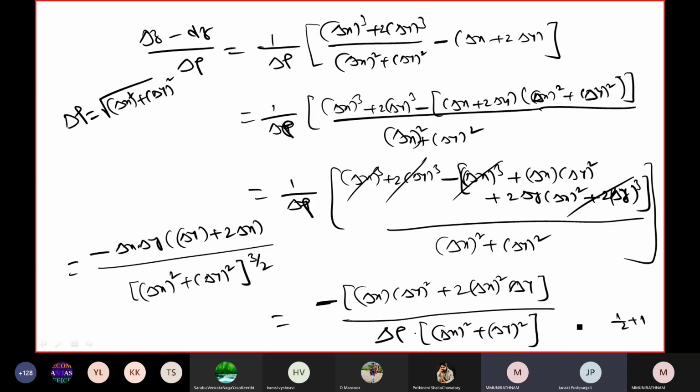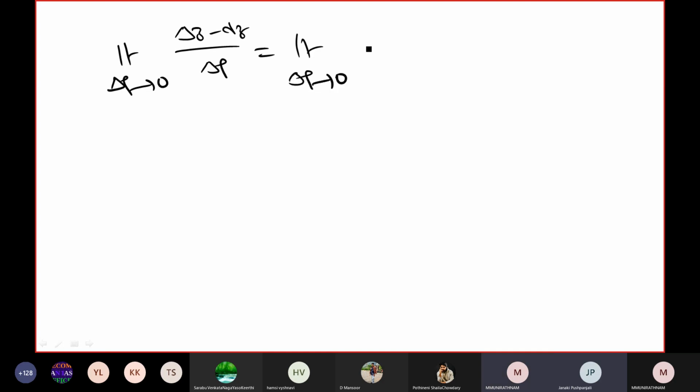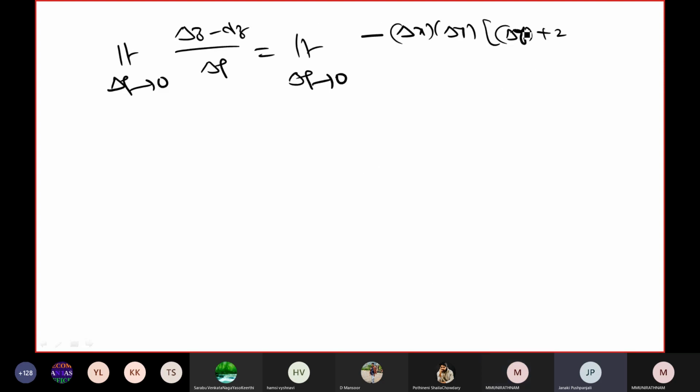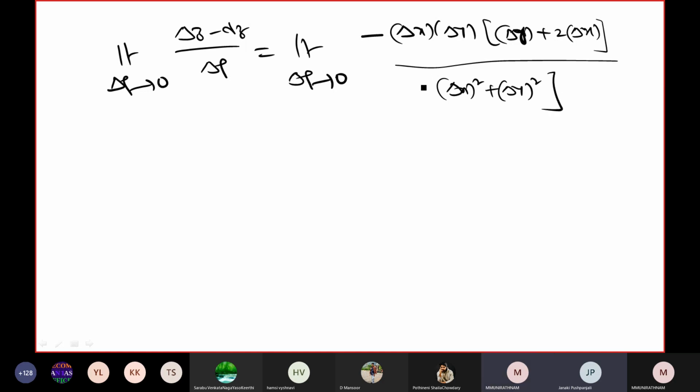Now limit delta rho tends to 0 of delta z minus dz by delta rho, limit delta rho tends to 0 of minus of delta x delta y, delta x plus 2 delta y, plus delta y plus 2 delta x, by delta x whole square plus delta y whole square whole power 3 by 2.